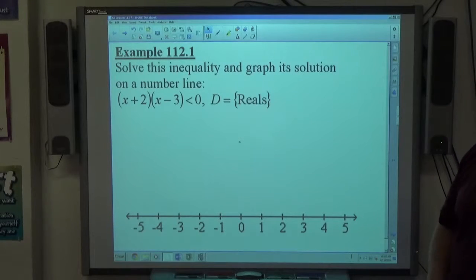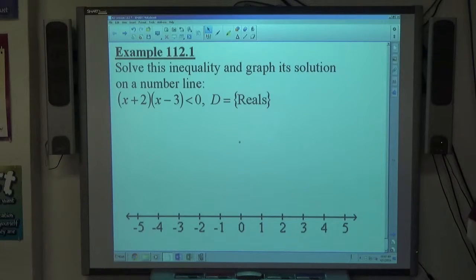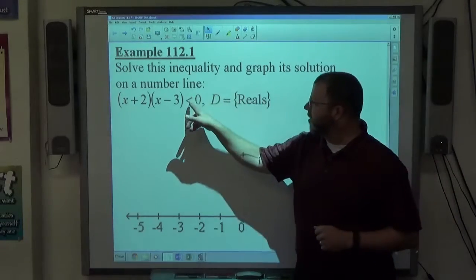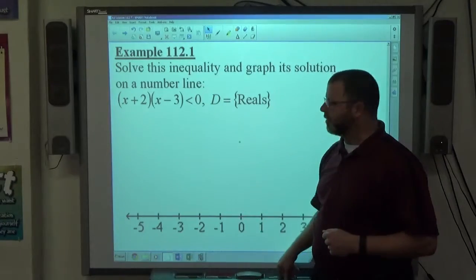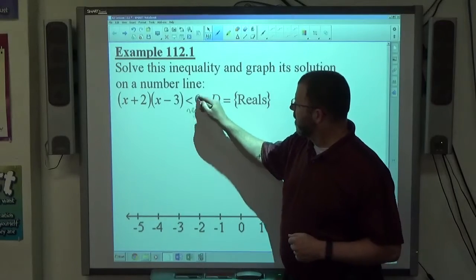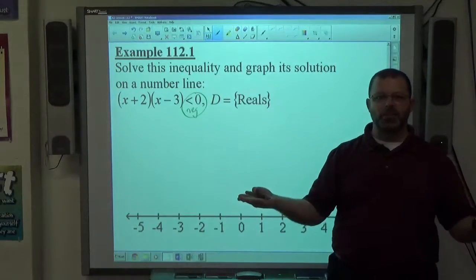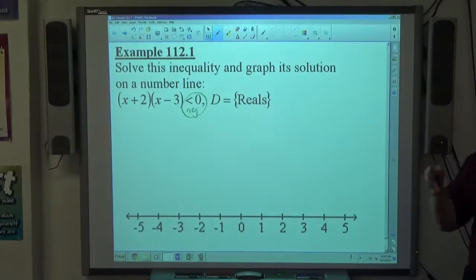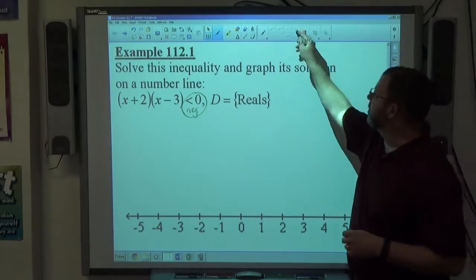Okay, for example 1 on 112, notice the structure of the problem is pretty much the same. The slight difference here is that it says less than 0, which means negative, right? So where before positive answers made the truth, now negative answers are going to make the truth. So we're still going to go about the same process here. Everything's the same as it was.